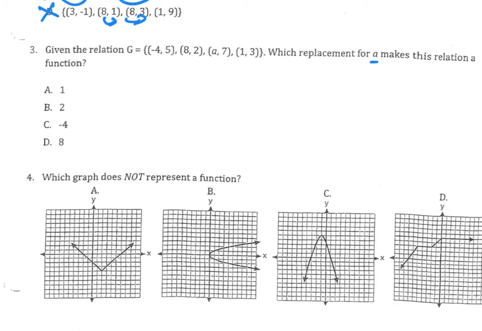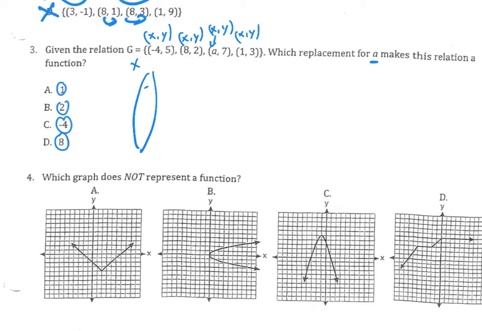As we can see, A can be either 1, or 2, or -4, or 8. So let's try to write the x's here. Remember we have x and y, x and y, and so on. The x's here are -4, 8, A, and 1. For the y's, we have 5, 2, 7, and 3. So we know that -4 goes with 5, 8 with 2, and 1 with 3.